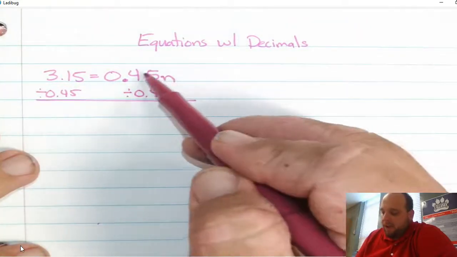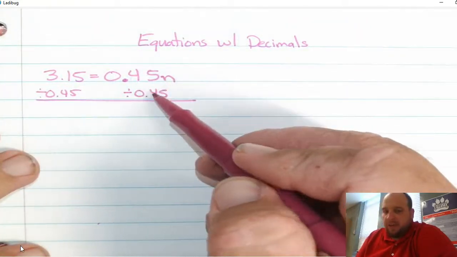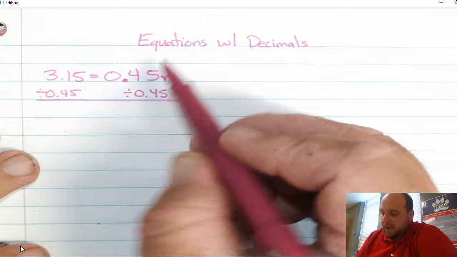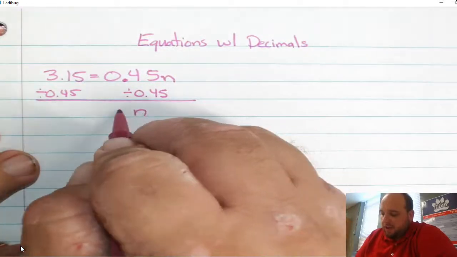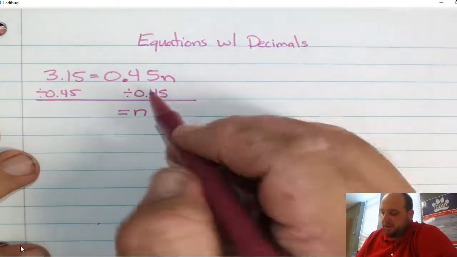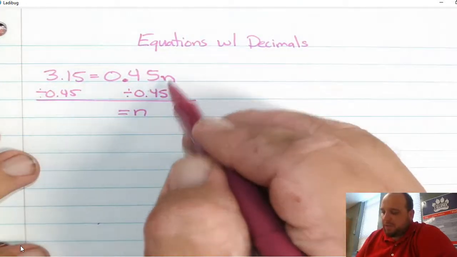I know that if I take a number divided by itself, it gives you 1. And 1 times n will give you n. So that's how I end up with just n over here, because this divided by this is 1, and 1 times n is n.